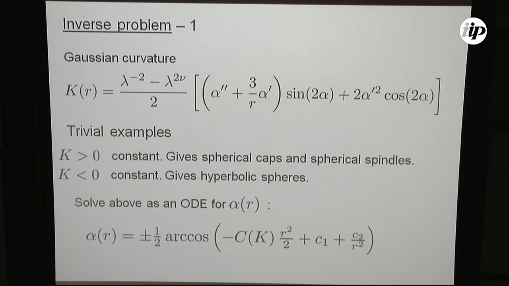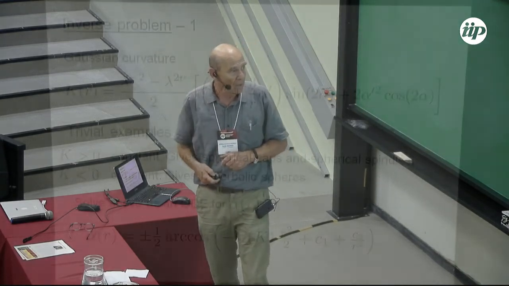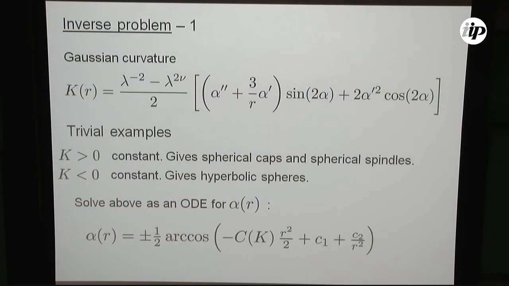So let's think about the inverse problem. The inverse problem, well, the simplest one is where I actually know the shape. I say I want a spherical cap, or I want a pseudosphere, or something like that. Then I know that this is a constant here, and it's on the left-hand side, this constant. So this is just an ODE for alpha of R. And so I can solve that.